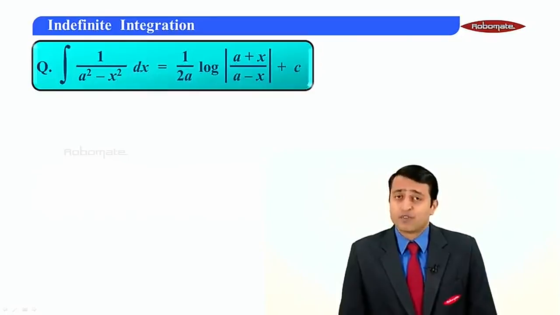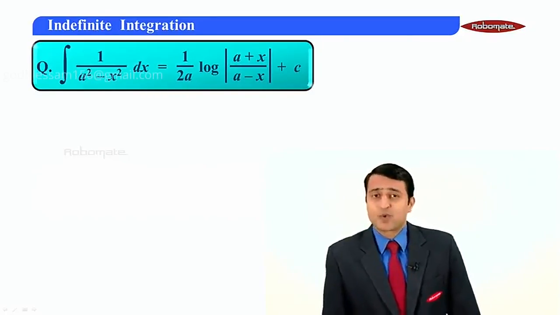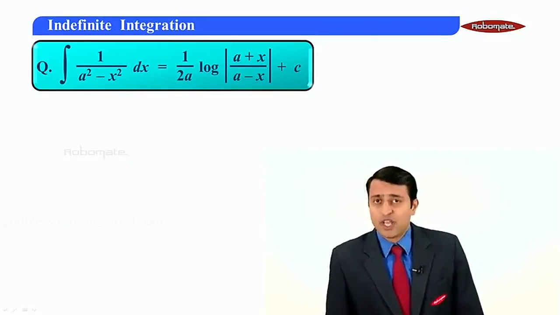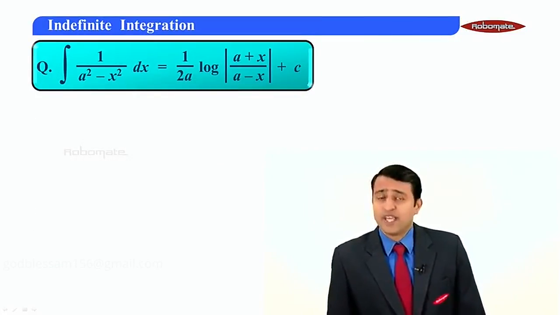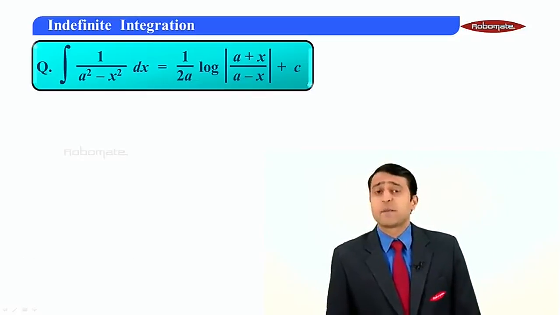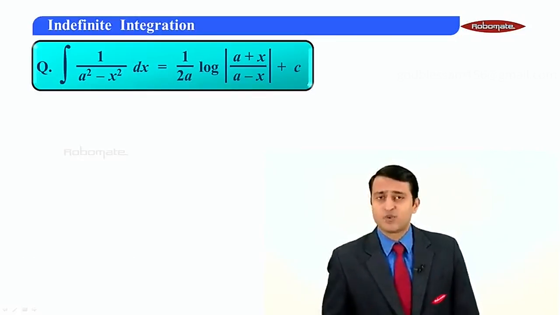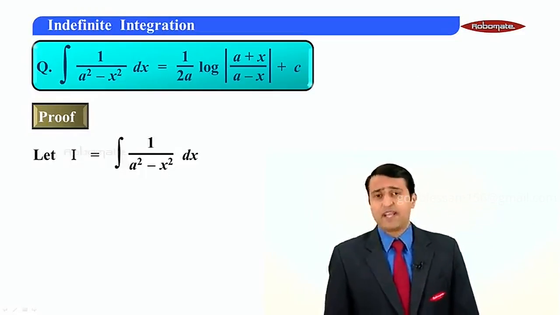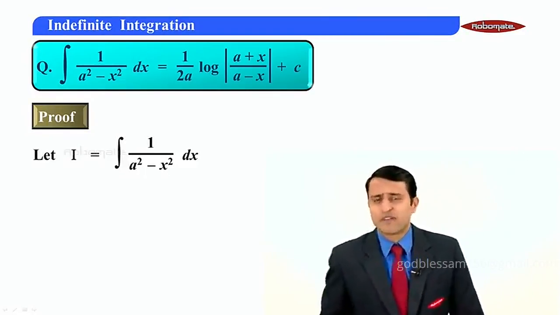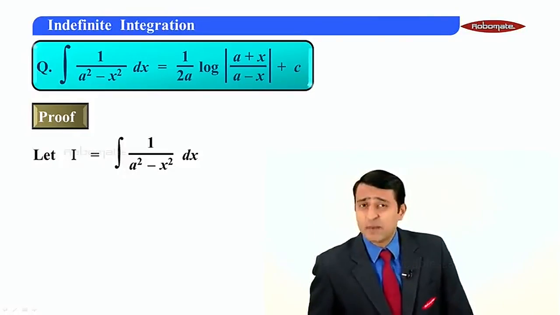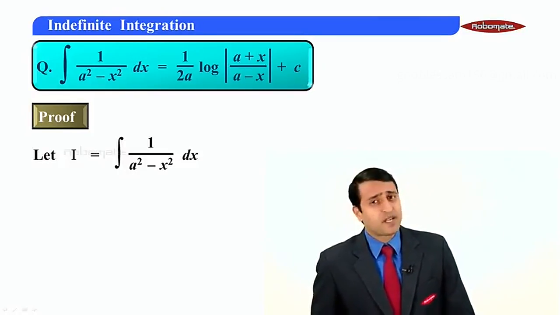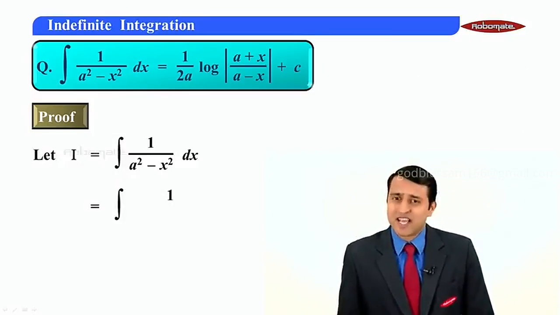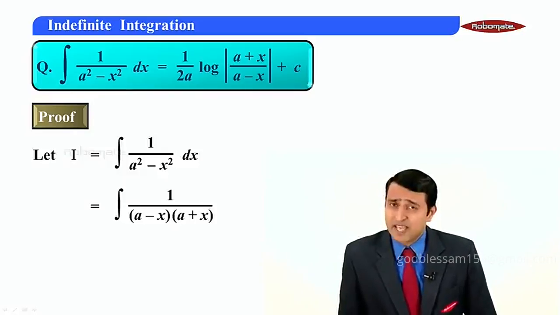It says, prove that the integral 1 upon a square minus x square dx is 1 by 2a log mod of a plus x upon a minus x plus c. Now let us see, students, how to solve this. So in this proof, let me write this as it is. Now my dear students, a square minus x square, we know it is of the form a square minus b square, and a square minus b square is, yes, a plus b into a minus b. So let us write this as a plus x into a minus x.